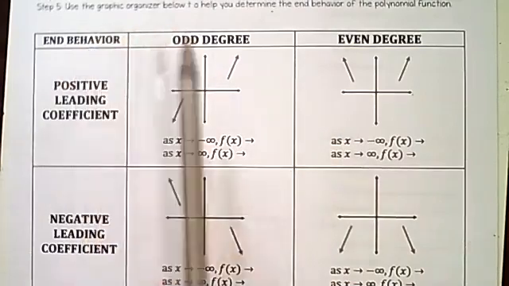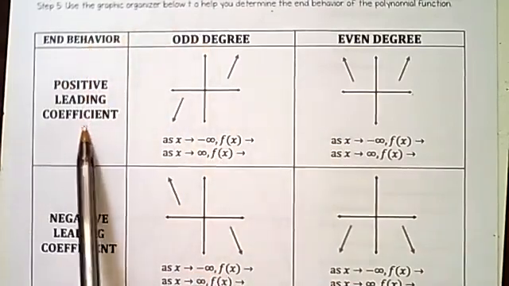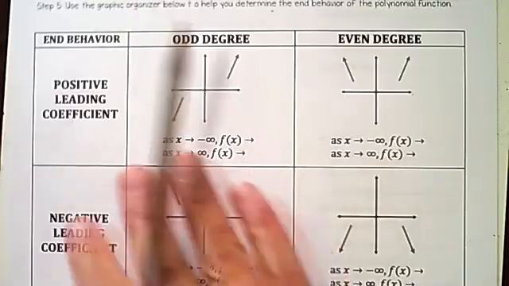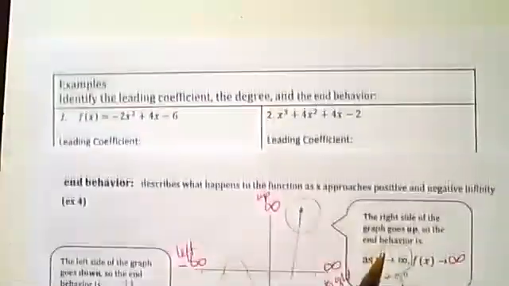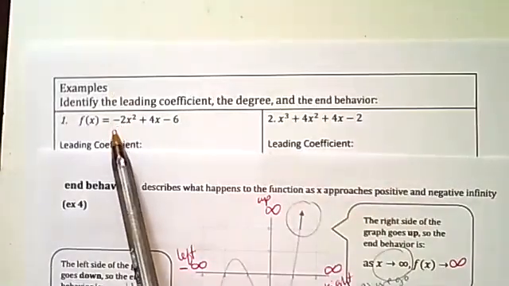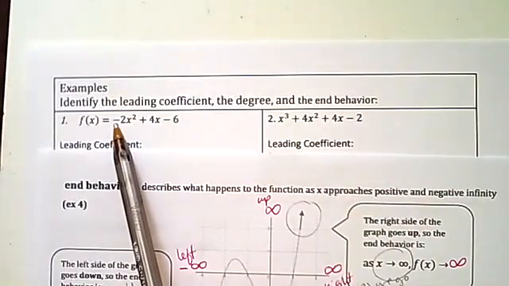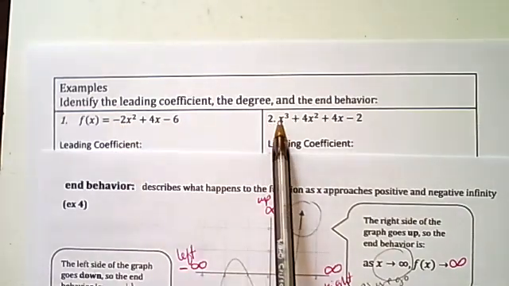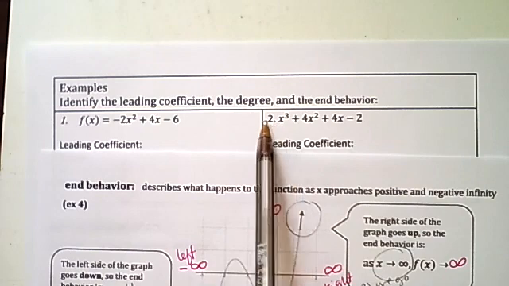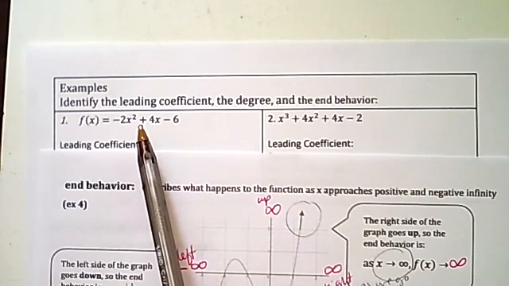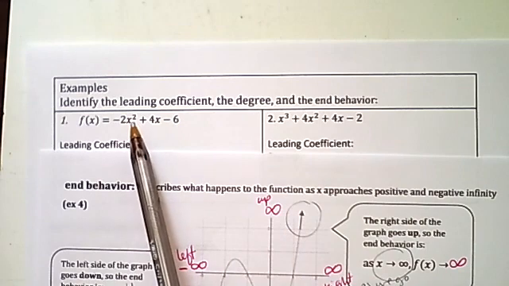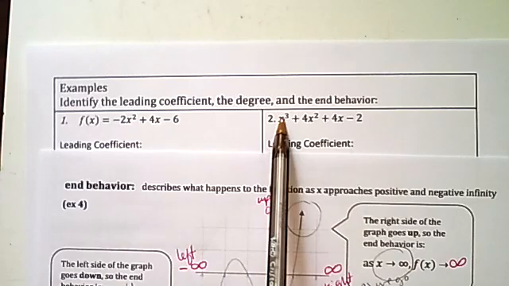When an equation has a positive leading coefficient, let me show you what I mean. Here's an example of some polynomial equations. See how this one has a leading coefficient of -2? That's a negative leading coefficient. This one has a leading coefficient of 1, so that's a positive leading coefficient. Remember, we learned how to identify degree. Degree is the highest exponent. This one has a degree of 2, so that's an even number. This one has a degree of 3, so it's an odd number.